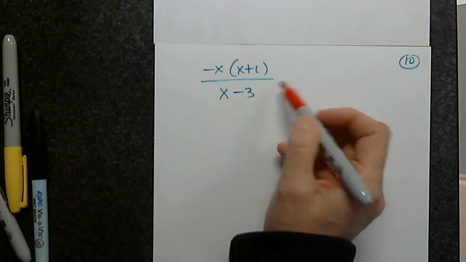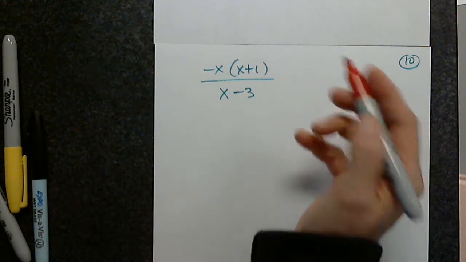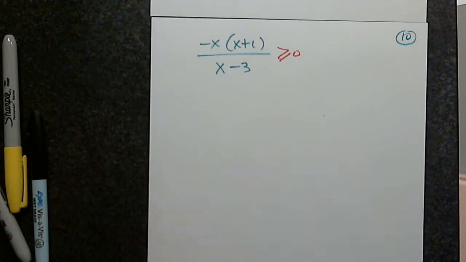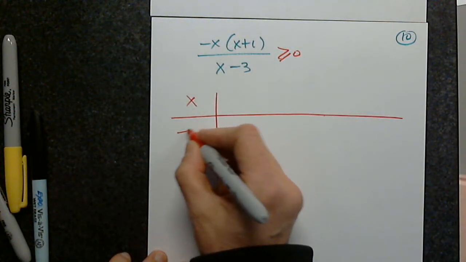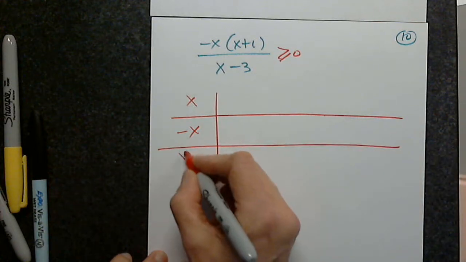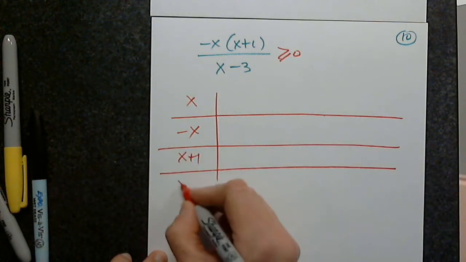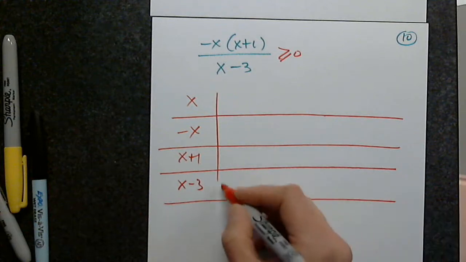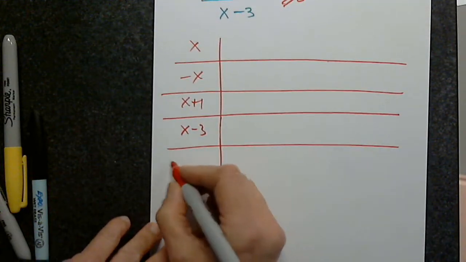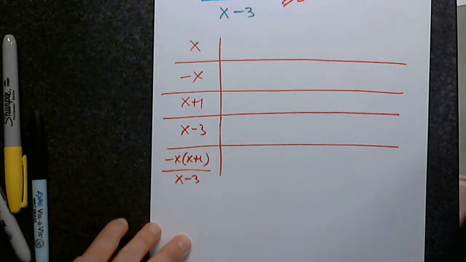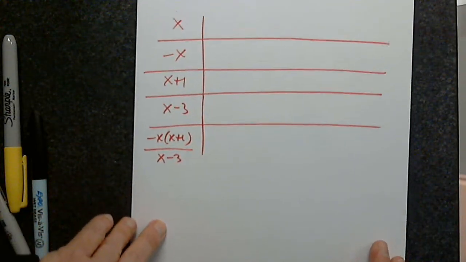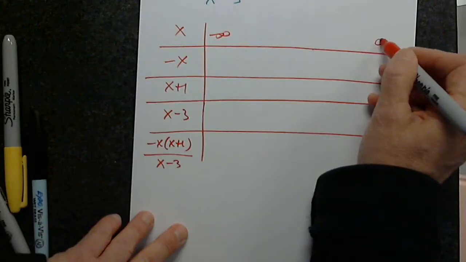The inequality, do you want it less than or greater than? Greater. Okay. Good. How many factors do we see? 3. Very good. Awesome. Negative x is the first factor, x plus 1 is the next factor, x minus 3, and negative x, x plus 1 over x minus 3. X is the variable in the problem.